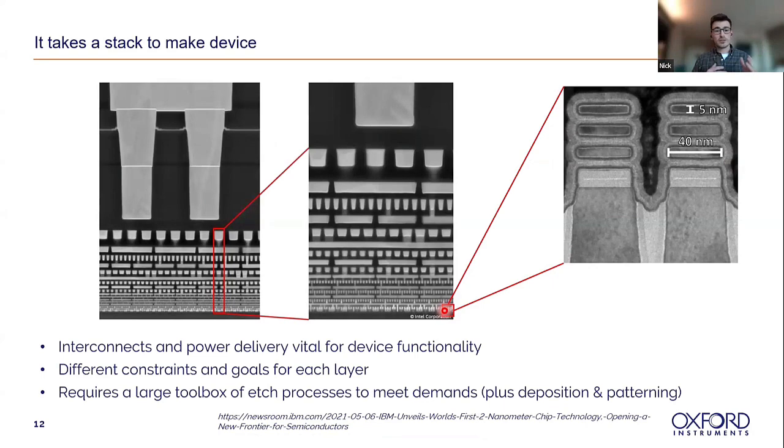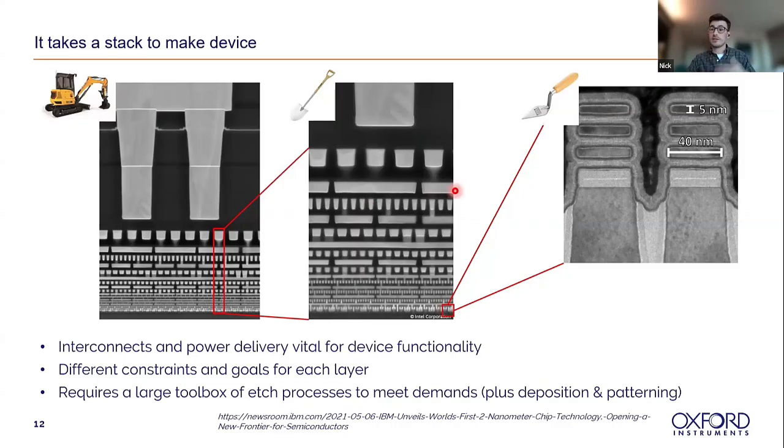And it's interesting to think about the different constraints and goals that we have at each layer and how that impacts upon the type of etching we do. And as I mentioned at the beginning, it becomes a game of combining your full toolbox to make sure that you can fabricate the full device. So using your digger, your spade, and your trowel to make sure that you're etching in the right way at the right point.